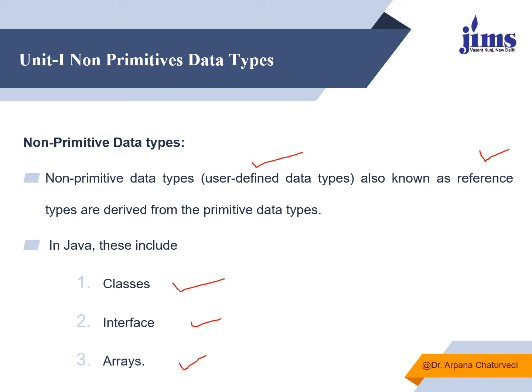And arrays are those derived or non-primitive data types which store similar kinds of values in a sequential manner. They are also of different types like single dimensional arrays, double dimensional arrays, or you can say multi-dimensional arrays. We will see all these things in coming classes in much more detail.